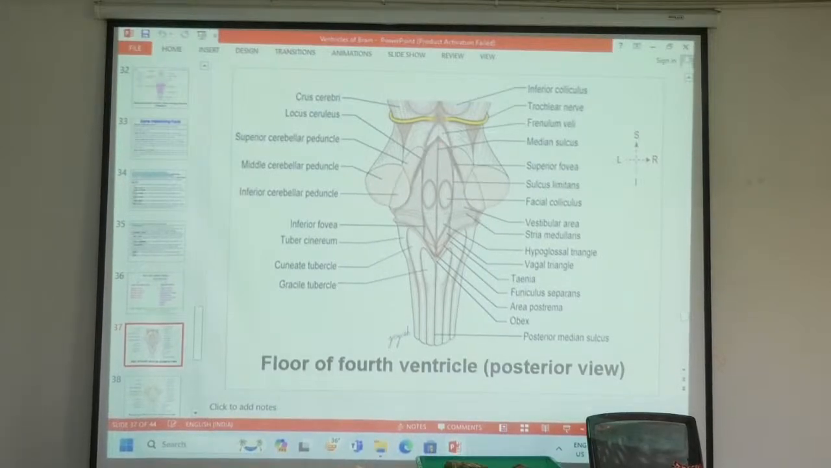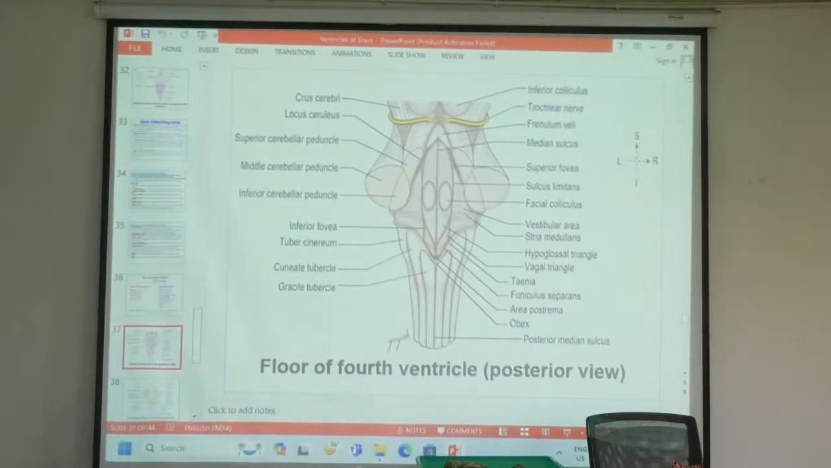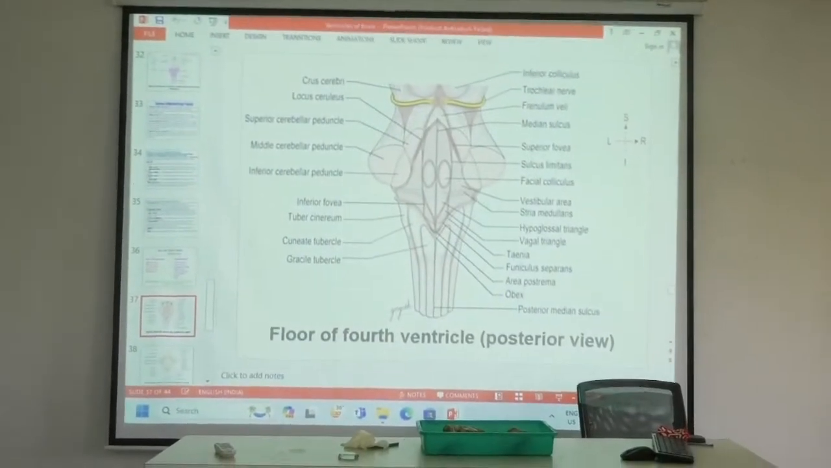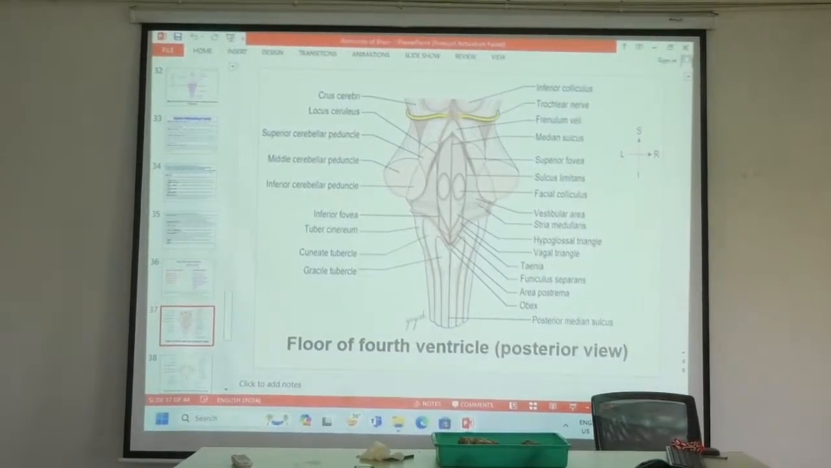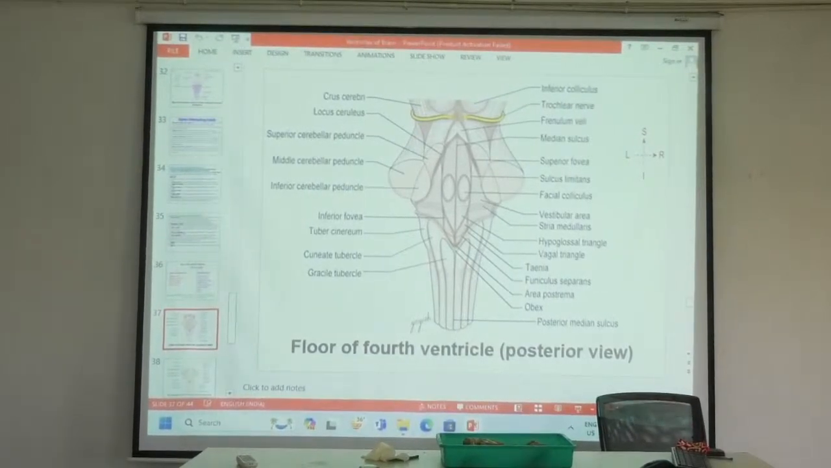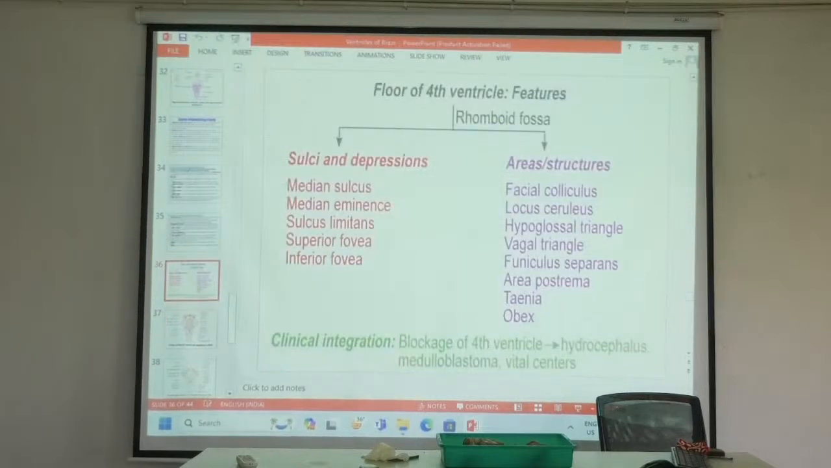And this is the location of the trochlear nerve. The trochlear nerve comes out on the dorsal aspect, lying on the dorsal aspect of the pons and medulla. So the trochlear nerve will also pierce the structure of the roof, that is the superior medullary velum. Then it winds around the pons and midbrain, mainly at the junction of midbrain and pons, and goes to the anterior side. So these are the important structures of the floor of the fourth ventricle.